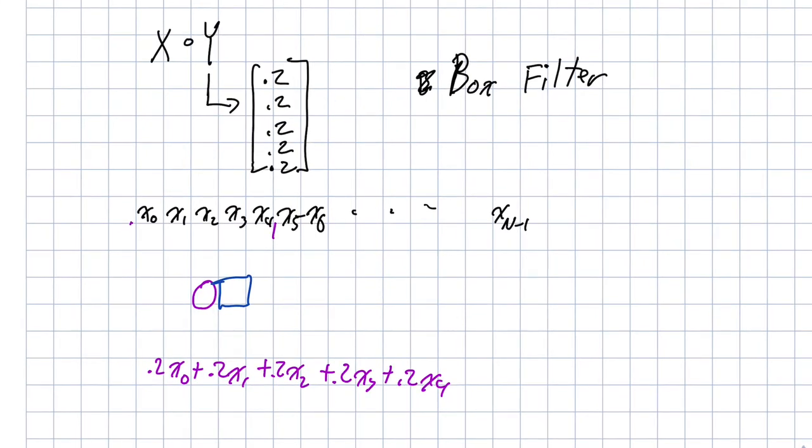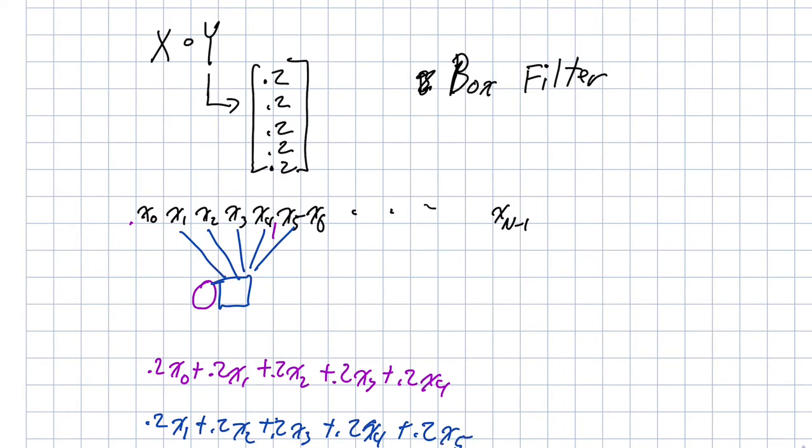It's going to get to see not x0, but it gets to see x1, x2, x3, x4, and now we bring in x5. So this next element over is 0.2x1 plus 0.2x2, 0.2x3, etc., 0.2x4 plus 0.2x5. And on down the line. The last element, if we take this xn minus 1, then it's going to see xn minus 2, xn minus 3, out to xn minus 4, and xn minus 5. So it gets to see all of those. So that is our last convolution that we do.